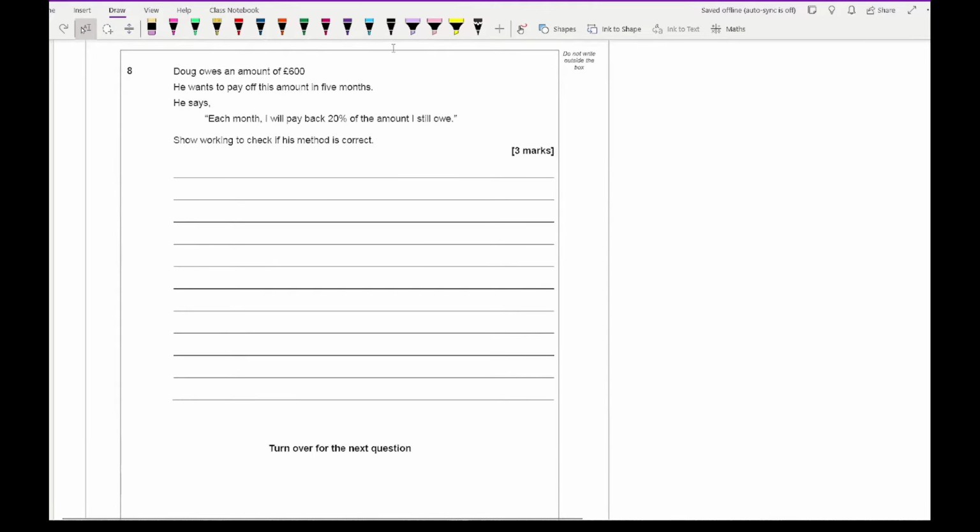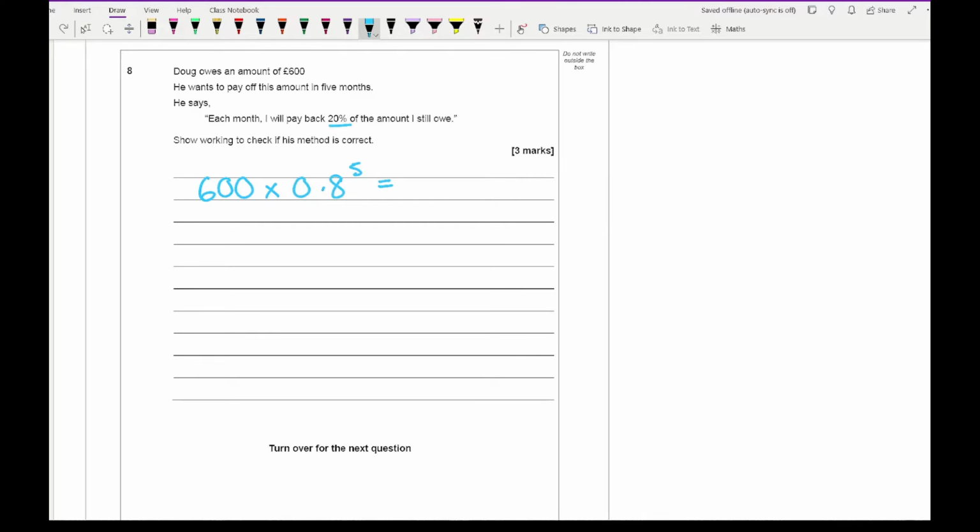Then moving on to question 8, it says Doug owes an amount of £600. He wants to pay this amount off in 5 months. He says that each month he'll pay back 20% of the amount he still owes. Show working to check to see if his method is correct. So this is a compound interest question. So here let's have a look. His starting amount is 600, and we're going to multiply that by 20% off. So starting with 100%, take away 20 gives us 80%, and we're going to do that over 5 months.